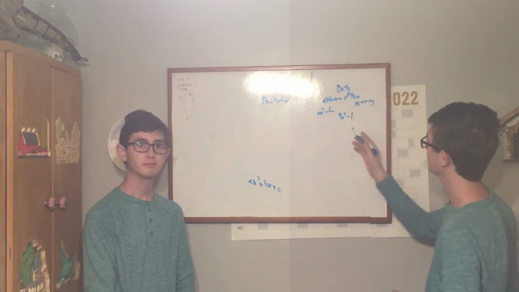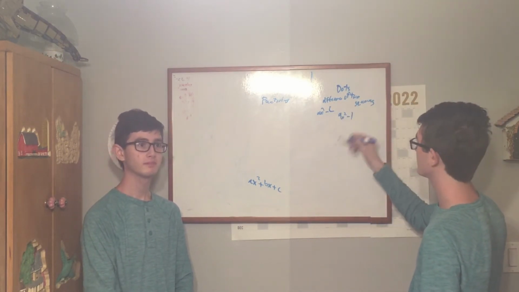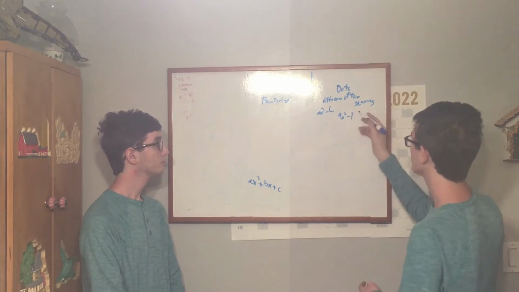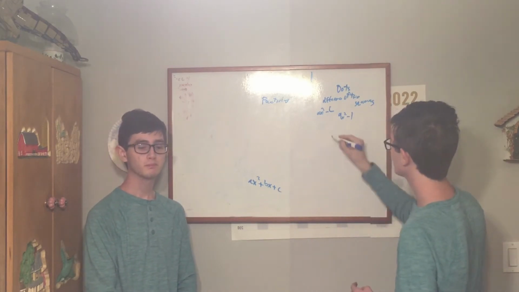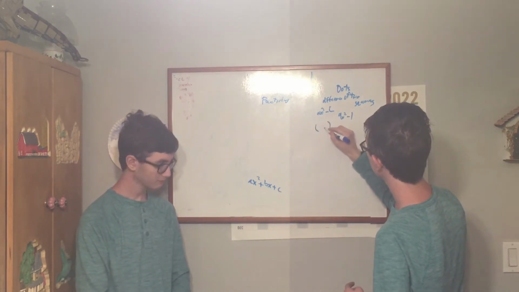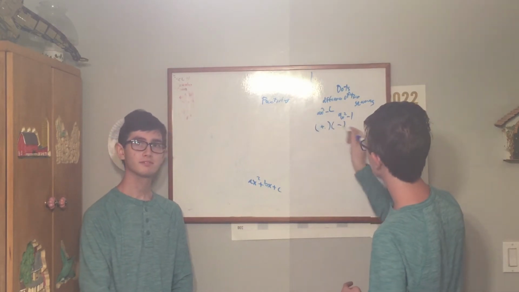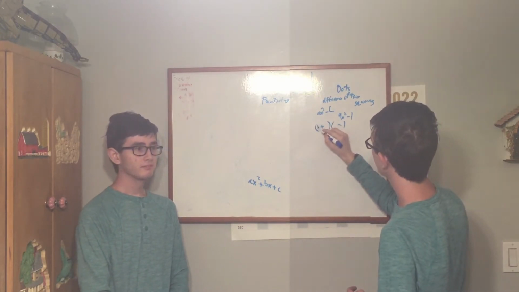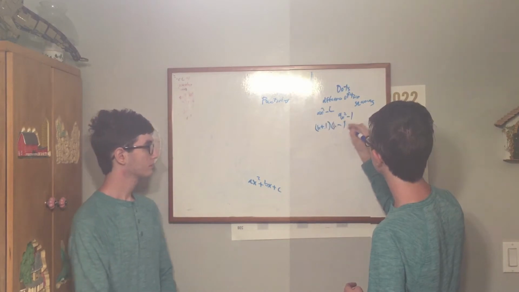And these are both squares. So the square root of 9x squared is 3x, and the square root of 1 is 1. And the minus means it's going to be set up like parentheses with a plus in one and a minus in the other, with the same thing. So like 3x plus 1 and 3x minus 1.